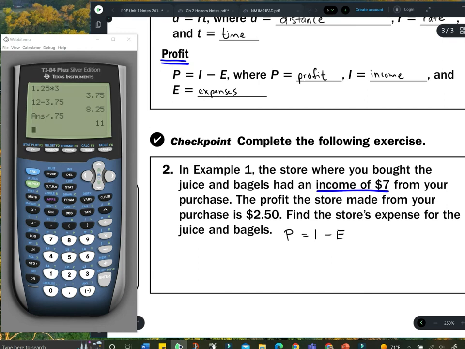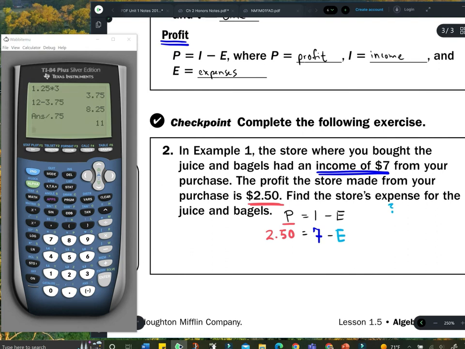Okay. What we know: the income, first off, is 7. So that is 7 for I. We know the profit is 2.50. So that goes in for P. And what we want to know is the expense. So that's going to stay as the variable. Once you know that, then you just have a little equation to solve.